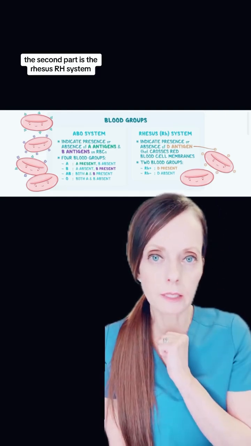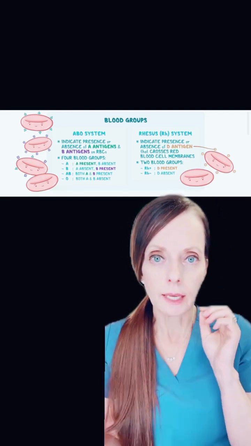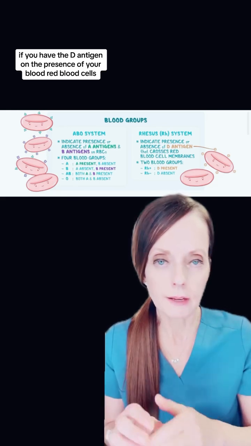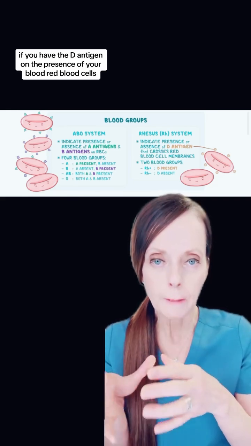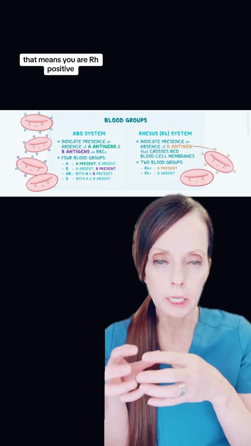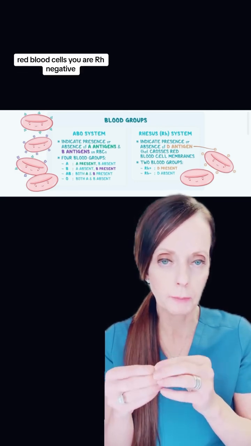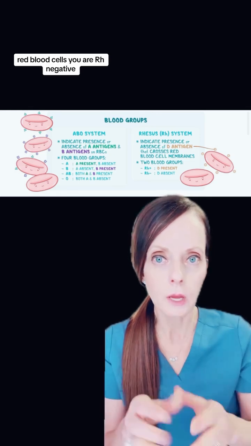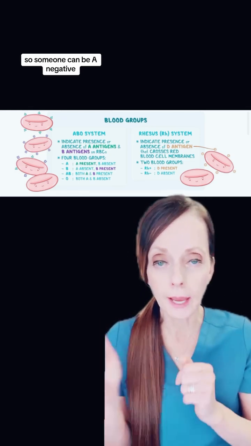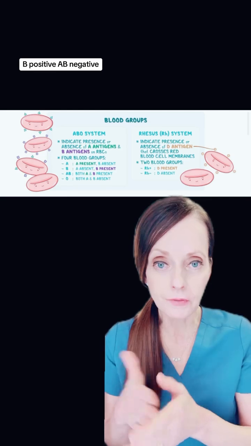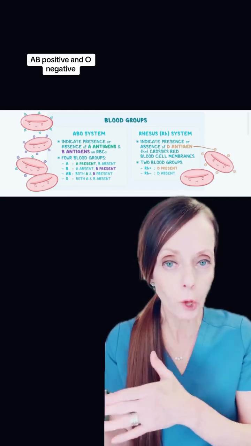The second part is the rhesus, Rh, system. If you have the D antigen on the surface of your red blood cells, that means you are Rh positive. If you do not have the D antigen on the surface of your red blood cells, you are Rh negative. So someone can be A negative, A positive, B negative, B positive, AB negative, AB positive, and O negative, O positive.